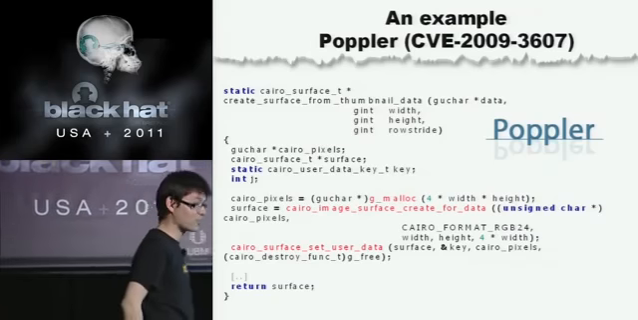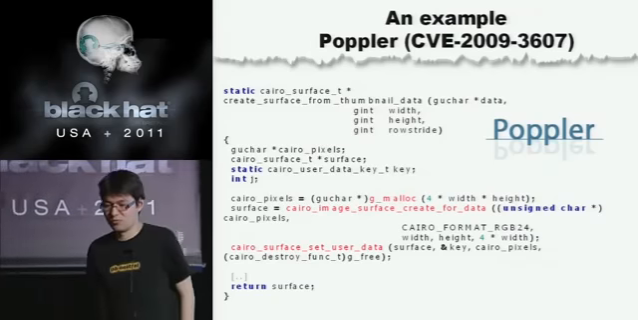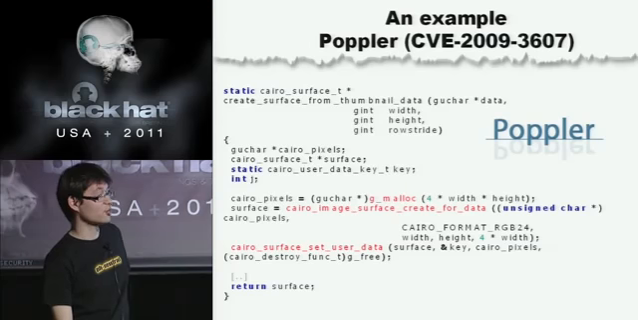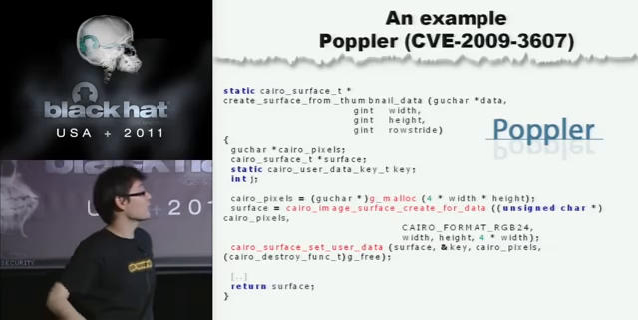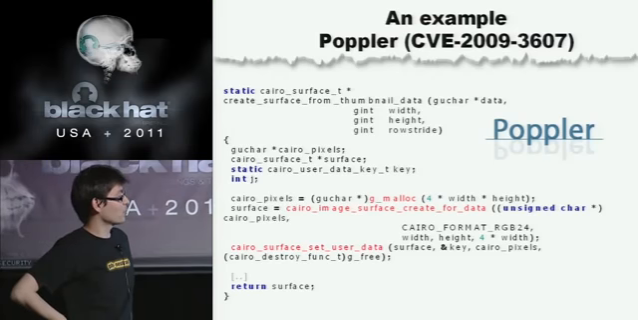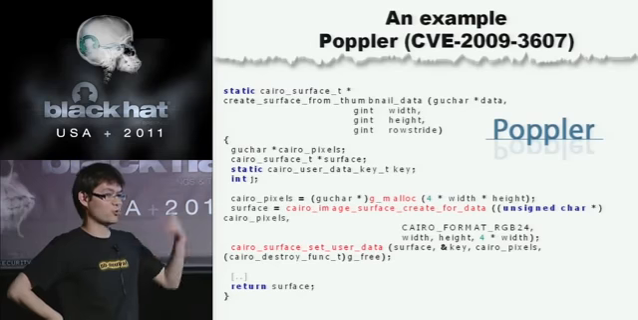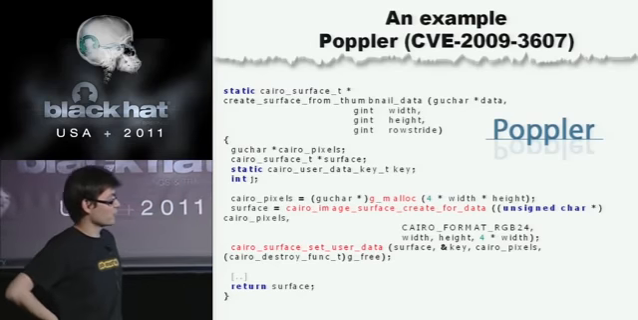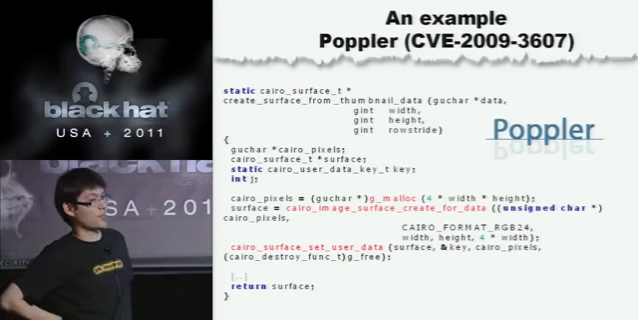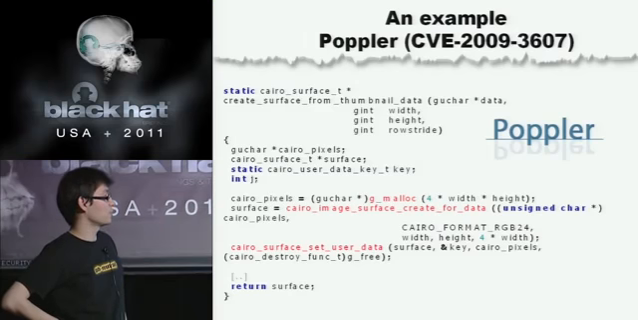So let's take a look at some examples to explain what I mean by API usage patterns. This was a bug in Poplar. It's actually two bugs. The first one is probably very easy to spot. Oh, by the way, Poplar is a PDF viewer. You have a calculation in the malloc, which is 4 times width times height, and width and height are specified by an attacker. So obviously you can overflow that.